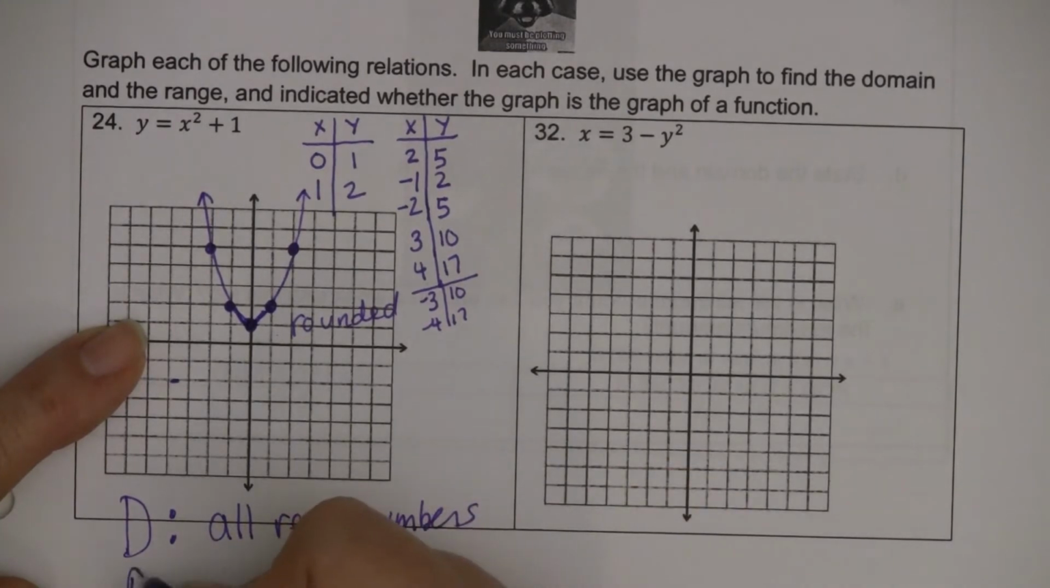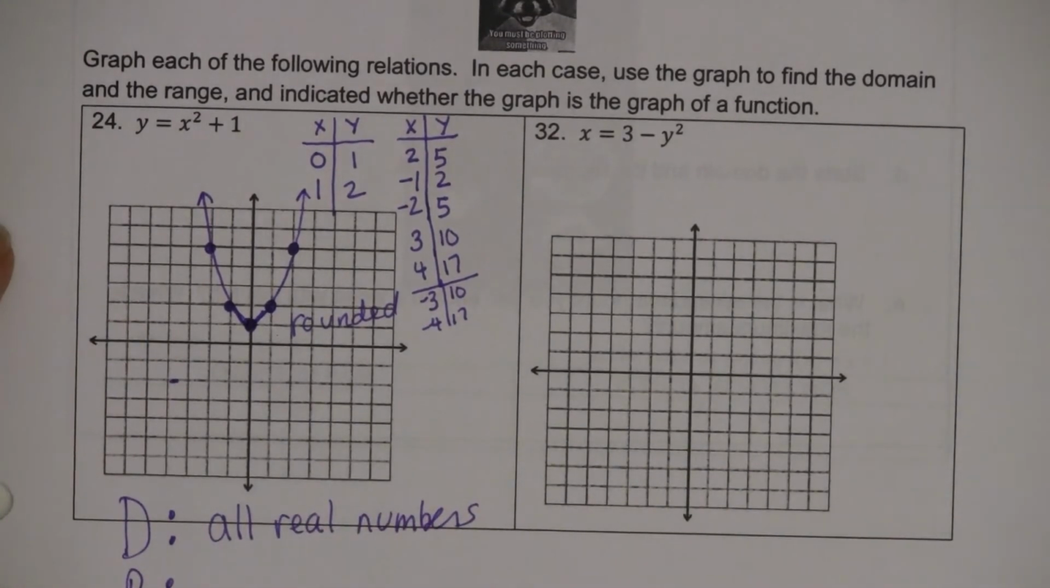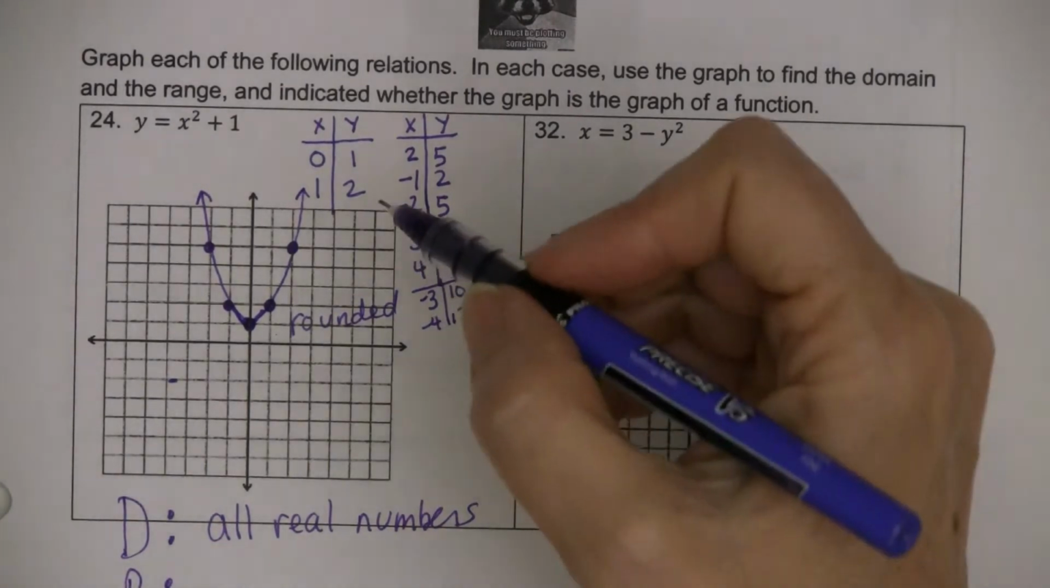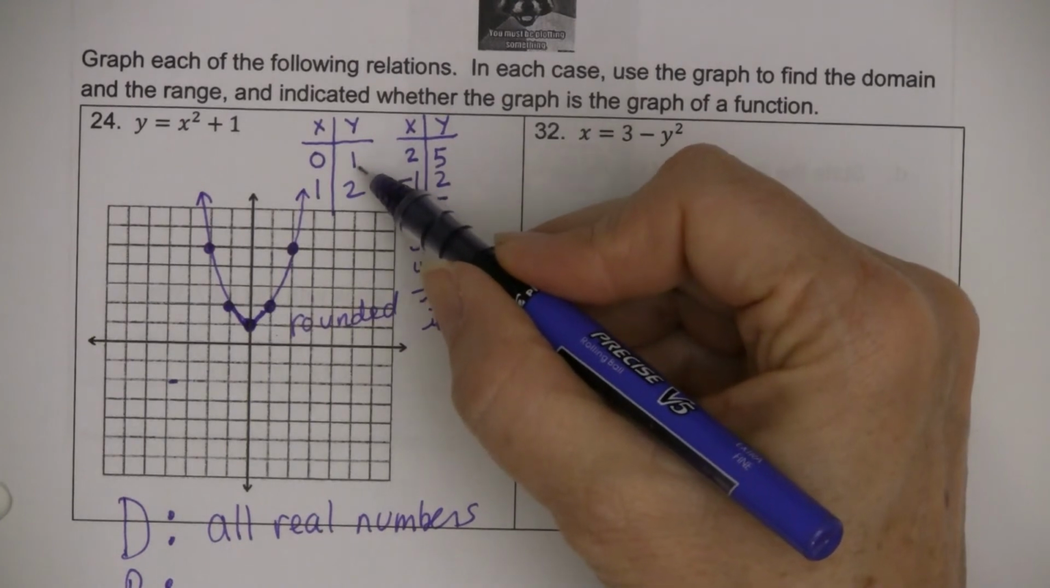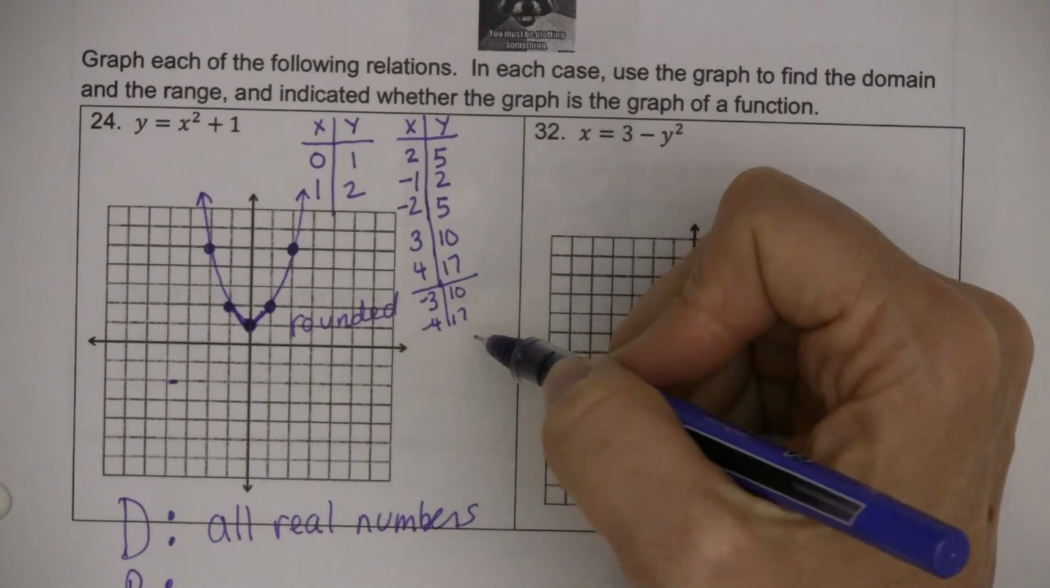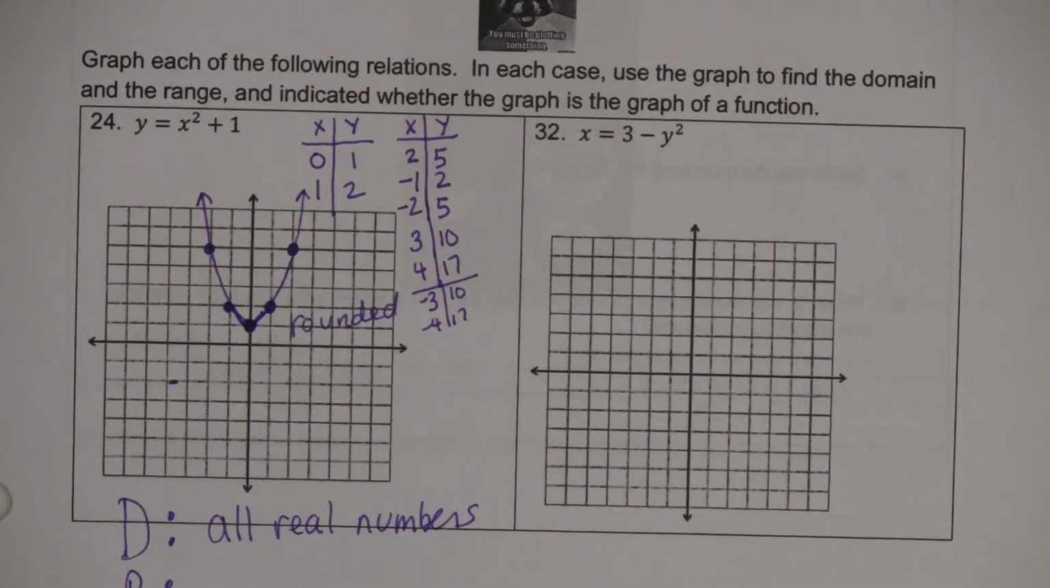And then the range, it can't be all real numbers, right? And you can kind of look at the y values that we have: 1 and 2 and 5 and 2 and 5 and 10 and 17. And I know there's some repeated, and that's okay in the range.